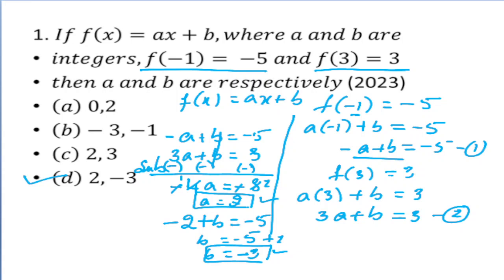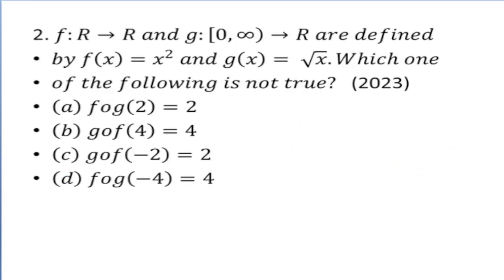Let's move on to the next one, friends. The second question is, f from R to R and g from non-negative real numbers to real numbers are defined as f of x is equal to x square, g of x is equal to root x. Which one of the following is not true? They have found the composition and at a particular value they have given the value of the composite function. Here both the composite functions are given, f of g as well as g of f.